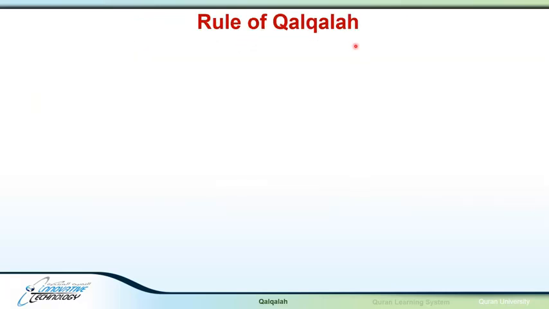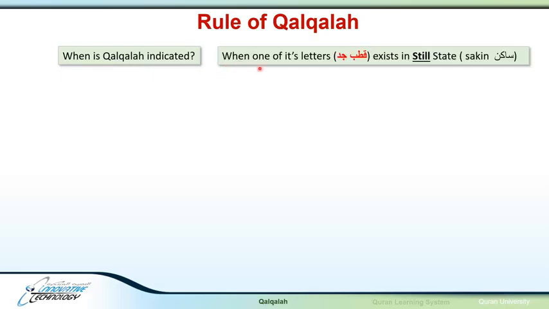So let's learn the rules of Qalqalah. When is Qalqalah indicated? Qalqalah is indicated when one of its letters, قطب جد, qaf, ta, ba, jim, or dal, exists in a still state, حالة سكون, sakin.